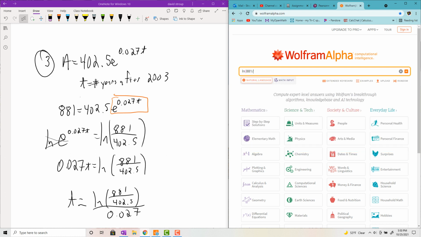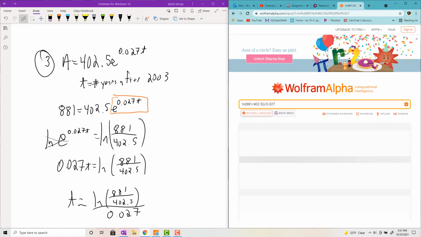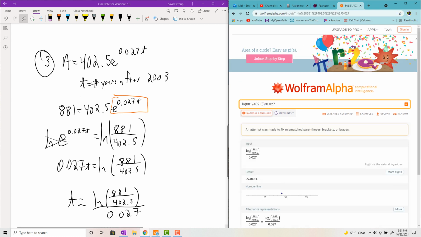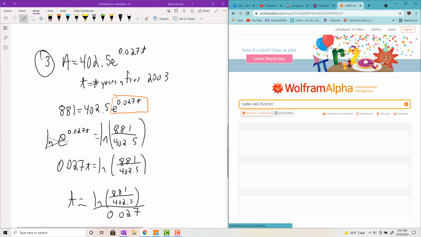Okay, so I'll just go to Wolfram. 881 divided by 402.5 divided by 0.027. I put too many parentheses in there or something. It didn't like it.